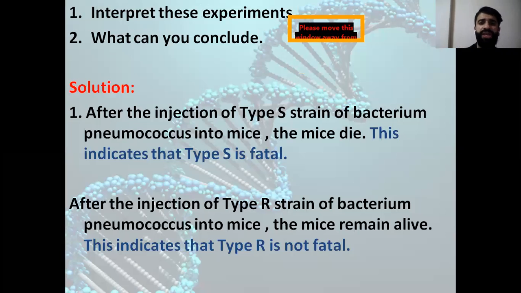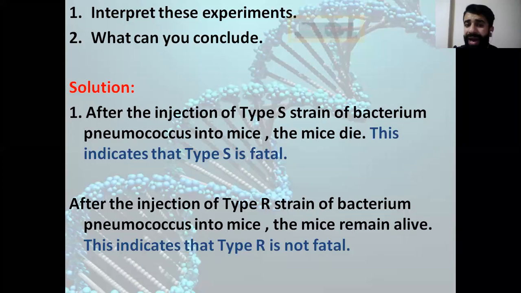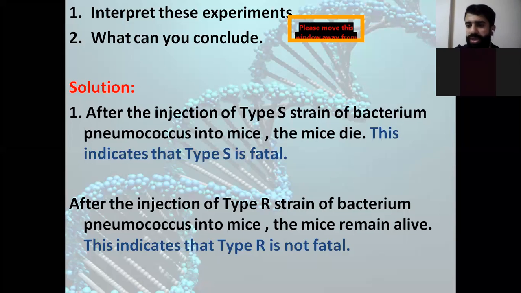And interpret these experiments. What is interpret? Interpret means you have to analyze plus indication. After injection of the type S strain of bacterium pneumococcus into mice, the mice died. So what does this indicate? This indicates that type S is fatal. While after the injection of type R strain into the mice, they remain alive. What does this indicate? This indicates that type R is not fatal. So you have to use this word from now on. You don't have to say it doesn't cause death. You have to say fatal or not fatal.